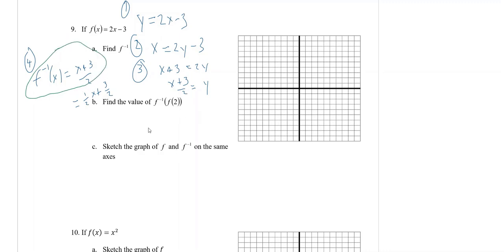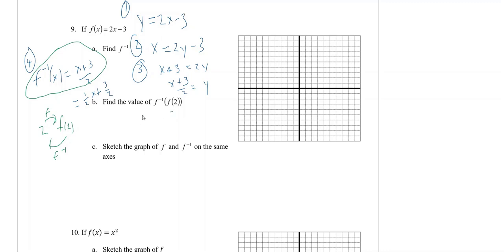F inverse of f of 2, if you just think about it, if you take 2 into f, that's f of 2. And then if you take f inverse of f of 2, you ought to get back to 2. That's, again, the whole point of an inverse. It takes you back to where you started. Let's see if that works.